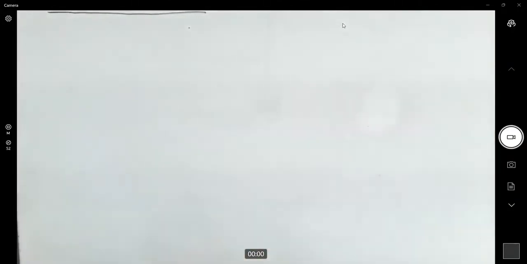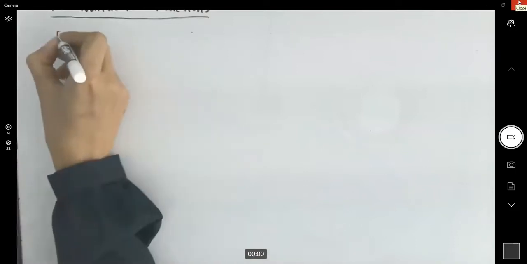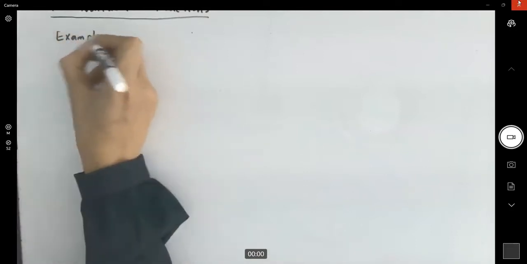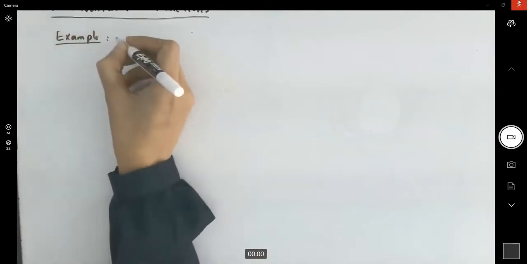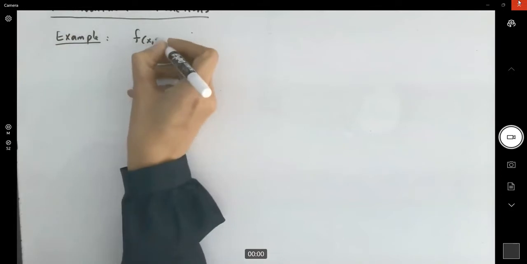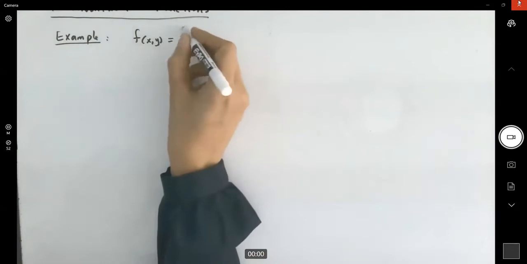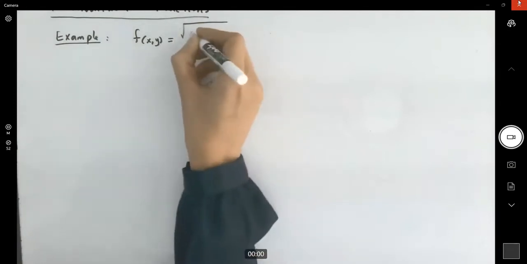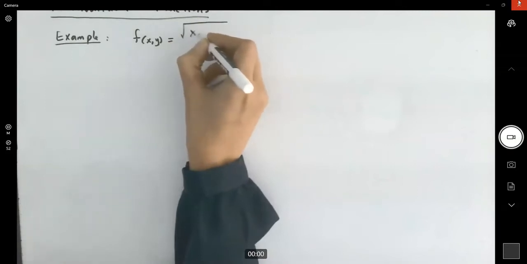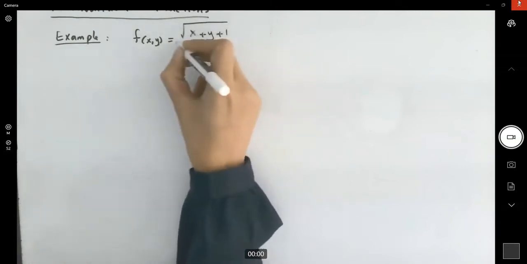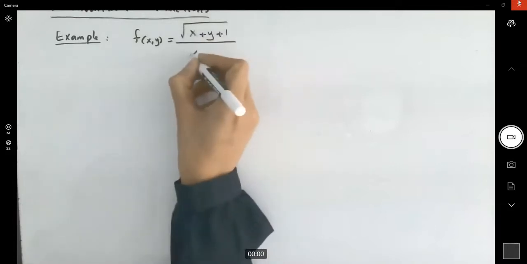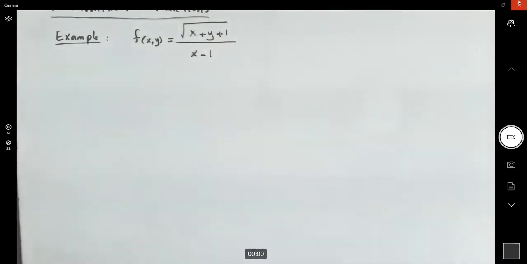Let's take a look at this example. This example gives you this machine. It says, hey, your z or f of x and y is equal to the square root of x plus y plus 1 divided by x minus 1. Okay, very good. So this is my z.